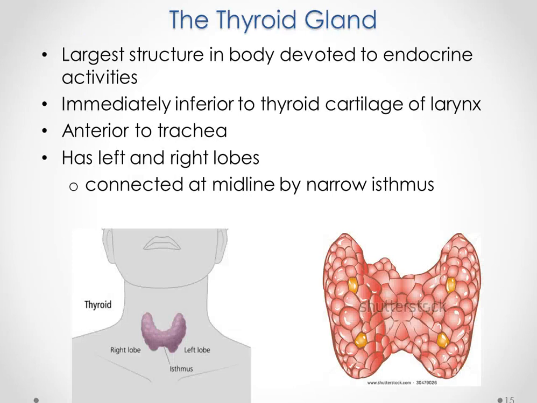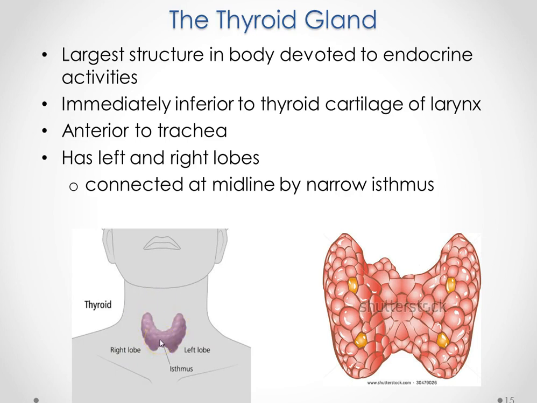The next organ that we're going to look at is going to be the thyroid gland. This is going to be the largest of the endocrine organs that are specific for endocrine activities. It's going to be immediately inferior to the thyroid cartilage in your larynx and just anterior to the trachea.